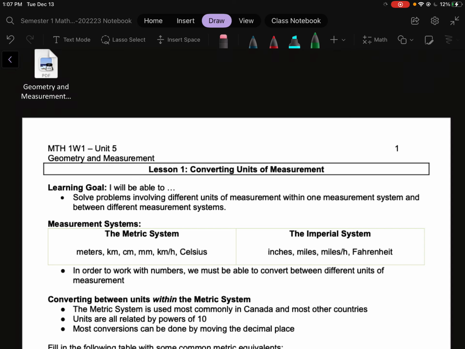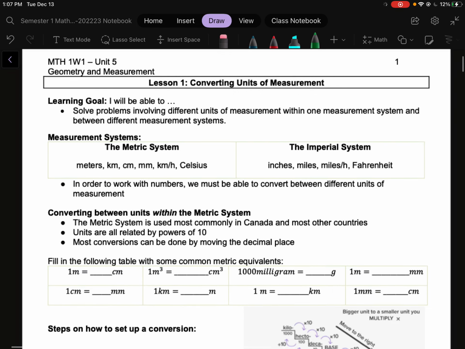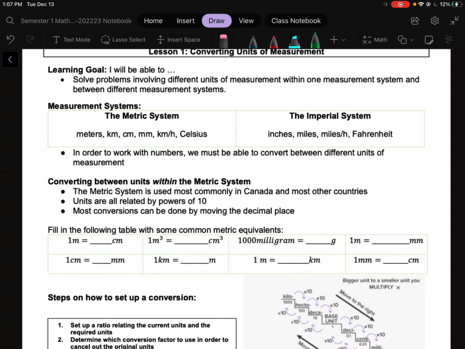Good morning, everyone. So today we're going to be looking at our new unit, which is going to be on geometry and measurement. Today we're going to be looking at converting units of measurement, and this is going to be really important to understand because this is the basis of all of our units of measurement and how to convert. So it's going to be really useful to make sure we understand. That's what we're looking at today.